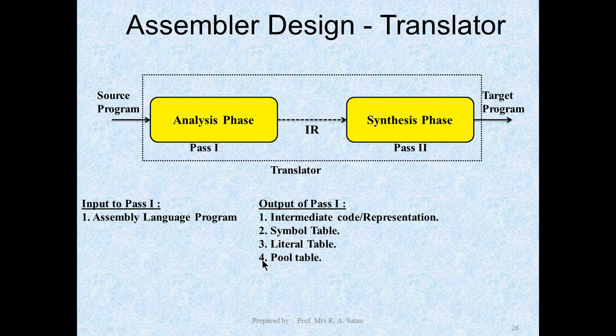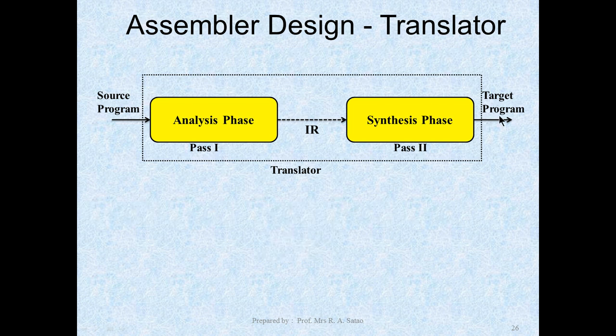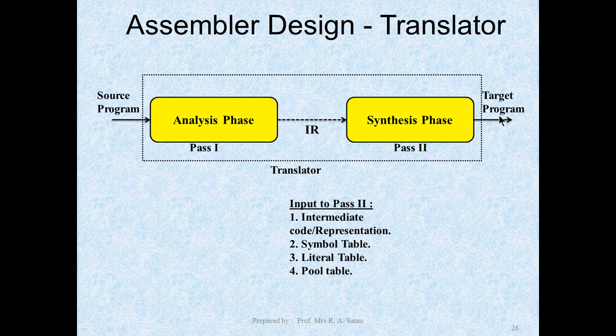Now these four outputs, intermediate code and the three tables, are generated in the form of files. So pass 1 is a program which takes the .asm file as input and generates 4 files as output, and using this intermediate representation and these three tables, the synthesis phase is going to generate the target program. So the input to pass 2 is whatever output was generated by pass 1, and the output of pass 2 is machine code. This is all about the overall design of an assembler, and this is the design using two passes. So, design of a two pass assembler.